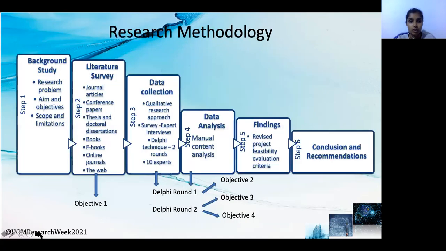Research methodology: first we did a background study to come up with the research problem, aim and objectives. Then a literature survey was done to achieve objective one. Then data was collected through a qualitative research approach, conducting interview surveys through the Delphi technique. There were two rounds, and each round included two phases. There were 10 experts in the interview panel. The collected data were analyzed through manual content analysis, and findings were presented with conclusion and recommendation.